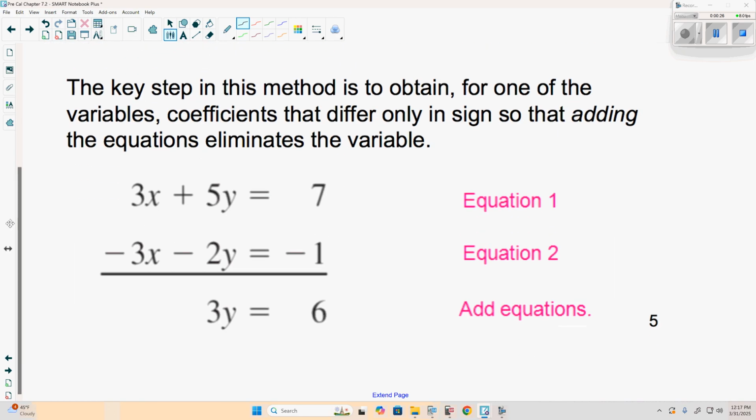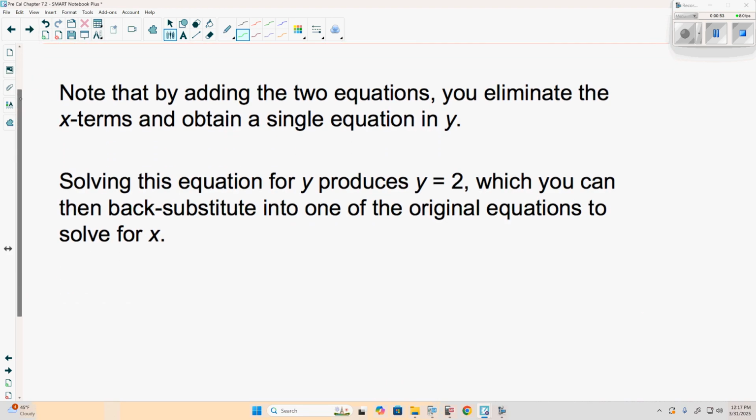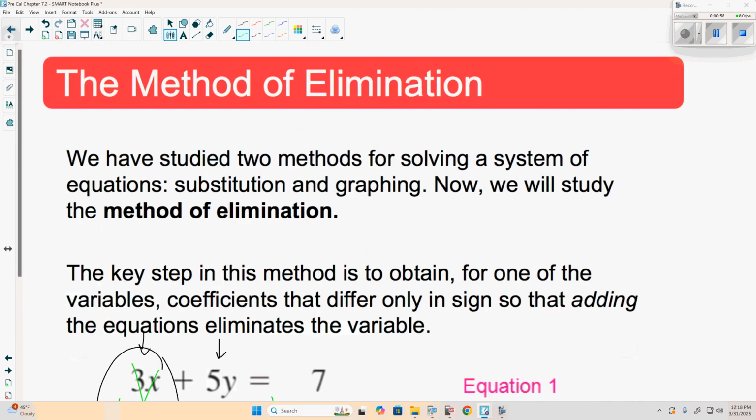Now with elimination, we want to get one of the two variables to have the same number in front of it. Then we can add or subtract. Well, here, 3x and 3x are already the same. And since the signs are opposite, we would add, because 3x plus negative 3x is going to be 0. 5y plus negative 2y, 5y minus 2y gives us 3y. Then we just need to solve for y, giving us 2, and plug it back in to solve for x.